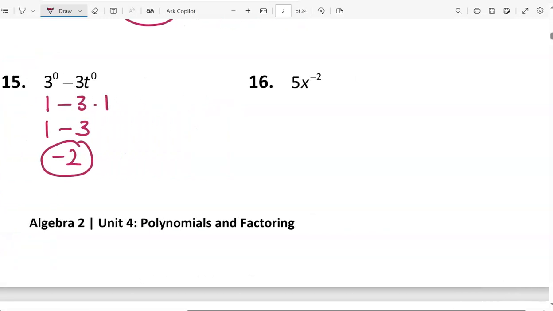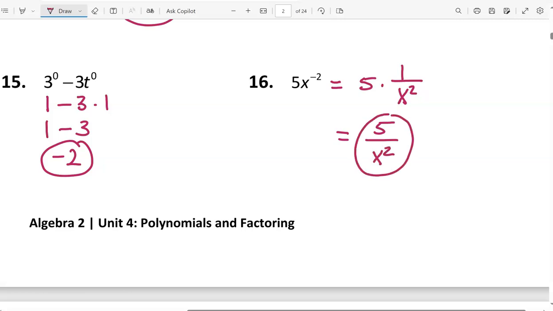For number 16, the exponent applies to the x, so x to the negative 2 is 1 divided by x squared. 5 times 1 divided by x squared is 5 divided by x squared.